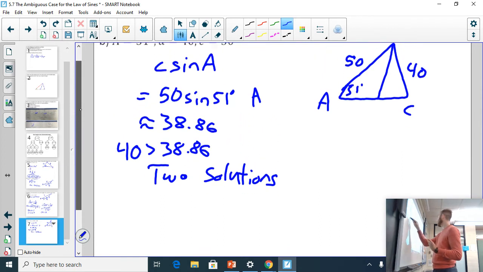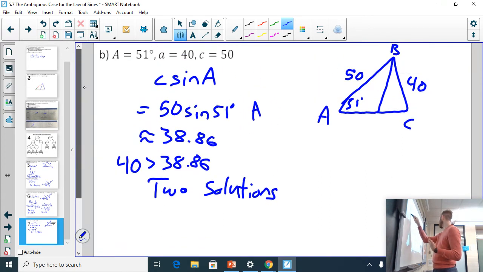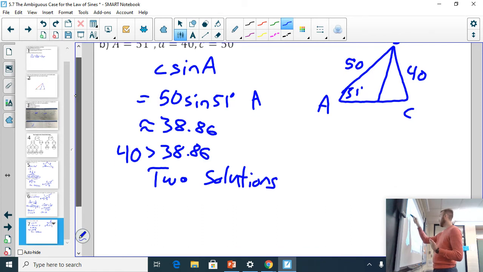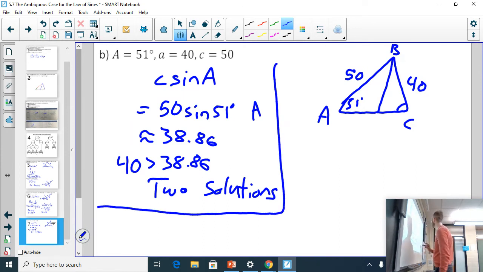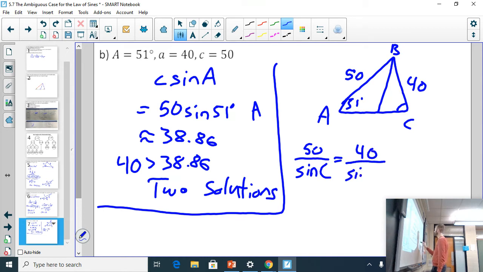So let's find the sine of C. And how are we going to do that? Well, let's do this one. Then we'll get, using our law of sines, right? So now this is separate. Using our law of sines, we can do 50 over the sine of C equals 40 over the sine of 51 degrees.